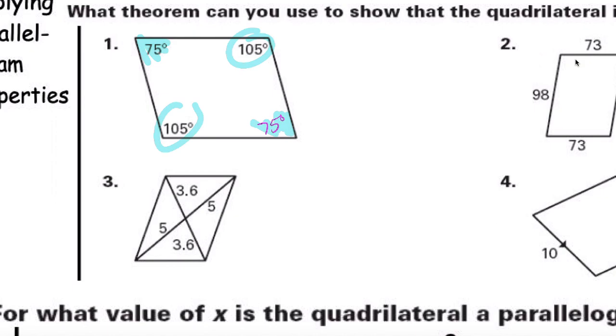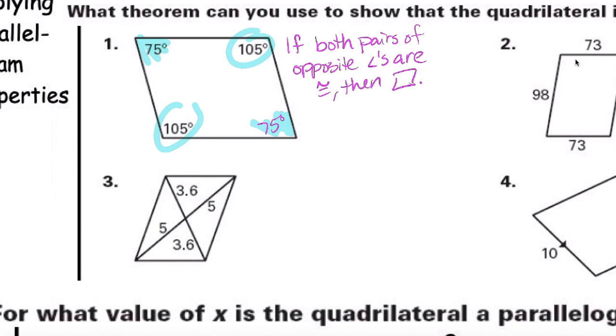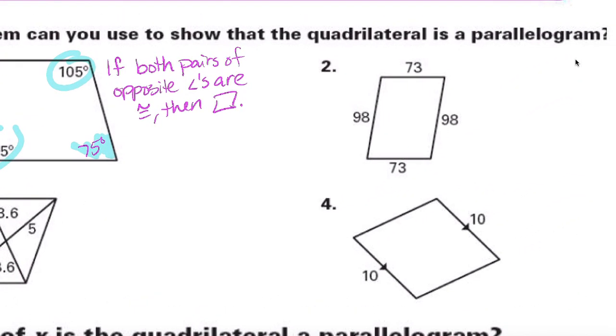Now you have to phrase this very carefully. You have to use the word both. If both pairs of opposite angles are congruent, then parallelogram. And we use just the little drawing of a parallelogram to represent the word parallelogram, and I always use that because it is an accepted thing that we use in geometry, and I don't like to write the word parallelogram. It's a very long word to write.